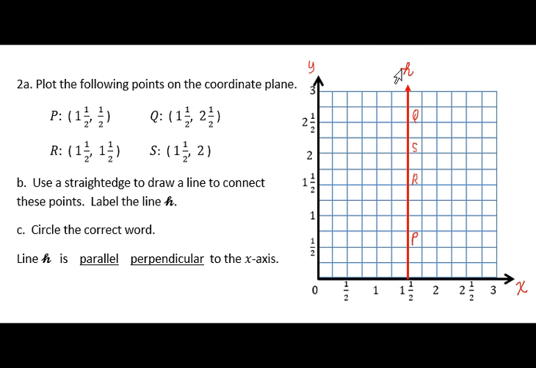Question C says circle the correct word. Line H is either parallel or perpendicular to the x-axis. Well, the x-axis runs across the bottom, and you can see that where line H intersects with the x-axis, a right angle is formed. So those 2 lines are perpendicular. And you'll notice that in our ordered pairs, they all have matching x coordinates. And that created a perpendicular line to the x-axis.